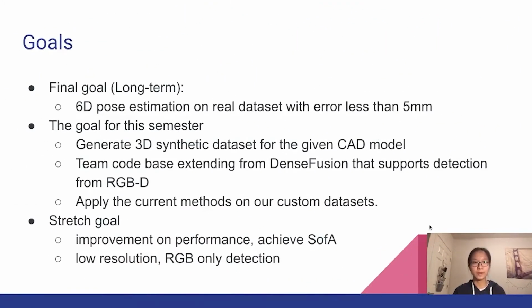So our final goal for this project is to have 6D pose estimation on a real dataset with error less than 5 millimeters. And then the goals for this semester are to generate a 3D synthetic dataset from the given CAD model, and then also develop a team code base based on PyTorch Lightning, extending from the current DenseFusion code base that supports detection from RGBD. And then we also want to apply the current methods to our custom datasets.